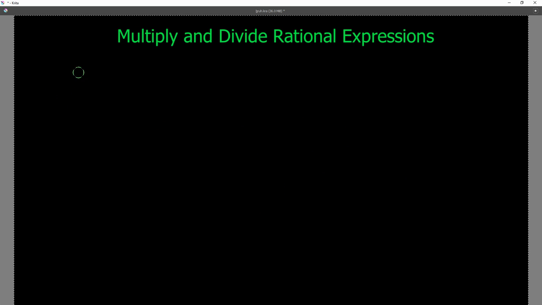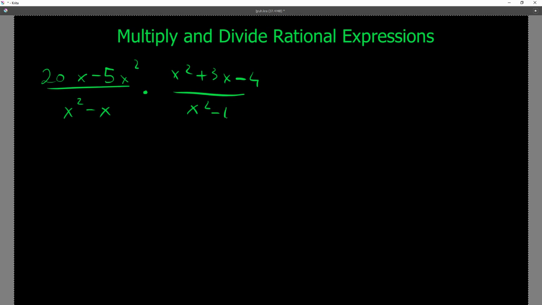Let's do another. I have 20x minus 5x squared over x squared minus x, times x squared plus 3x minus 4 over x squared minus 16. All right, you can't cancel this x squared with this x squared, okay? Can't cancel this x squared with that x squared. Do not do this, okay? If you do this, that is so bad. That is violating the cardinal rule, okay? Because these are subtracted. These are added. They're stuck.